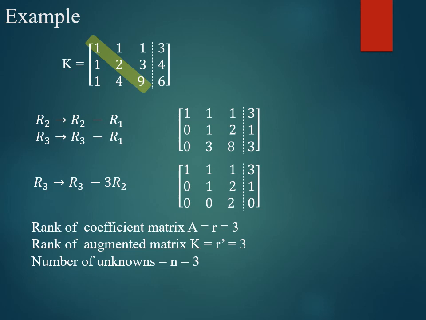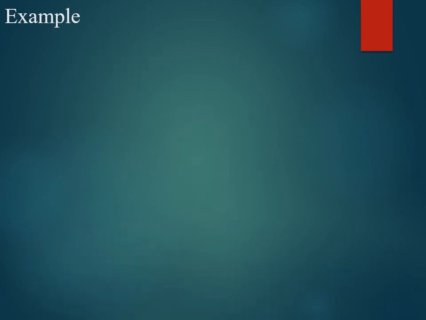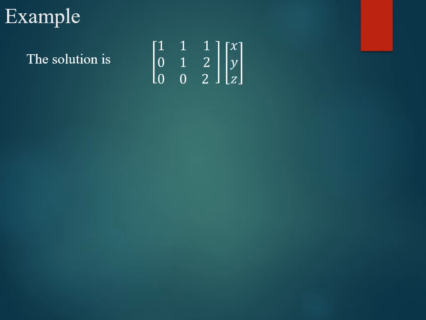Number of unknowns, we have already seen x1, x2, x3, so it is 3. And therefore with r equal to r dash equal to n equal to 3, the system is consistent with a unique solution. Now we need to find this solution. So for this we consider the matrix converted into upper triangular form multiplied by the matrix X, and on the right hand side we consider the B part, which is obtained by transforming into upper triangular form.